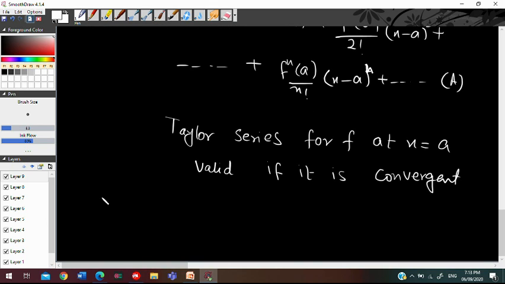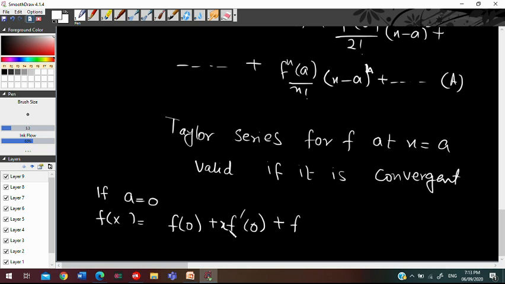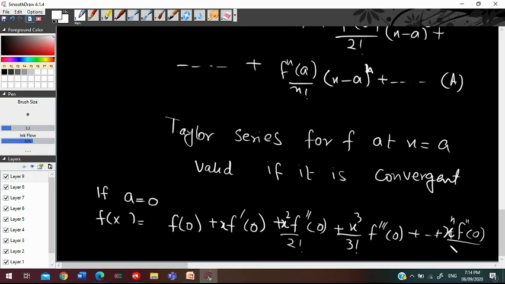Now the subcase of this series is, if we take a equals 0, meaning instead of x equals a, we put x equals 0, then the above expansion becomes f of x equals f of 0 plus x into f prime of 0, and then x square into f double prime of 0 divided by 2 factorial, plus x cube by 3 factorial f triple prime of 0 plus up to x power n f n of 0 divided by n factorial plus so on.